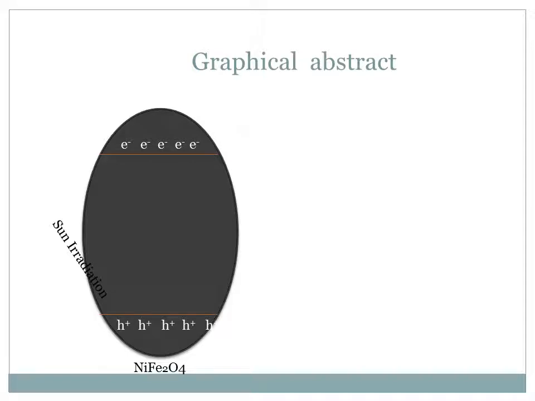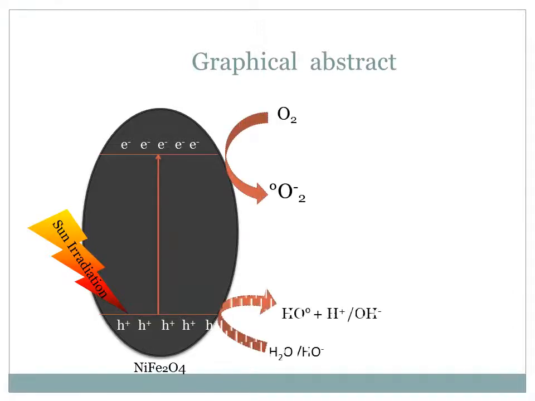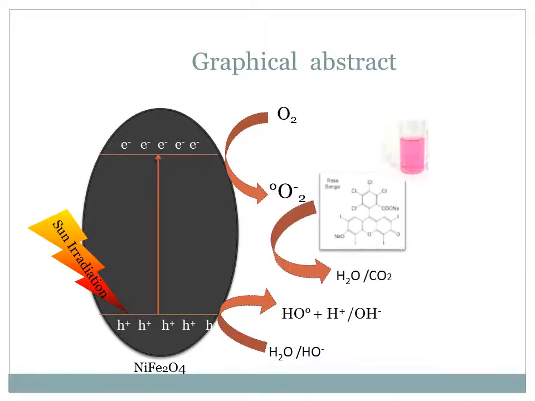As for the graphical abstract, the mechanism of the degradation: sunlight causes the excitation of our semiconductor, which causes the formation of the free radicals O2 radical and OH radical, and causes the total mineralization of the organic dye.